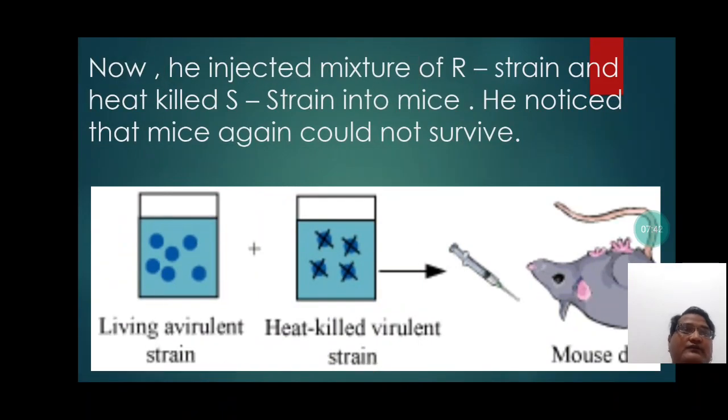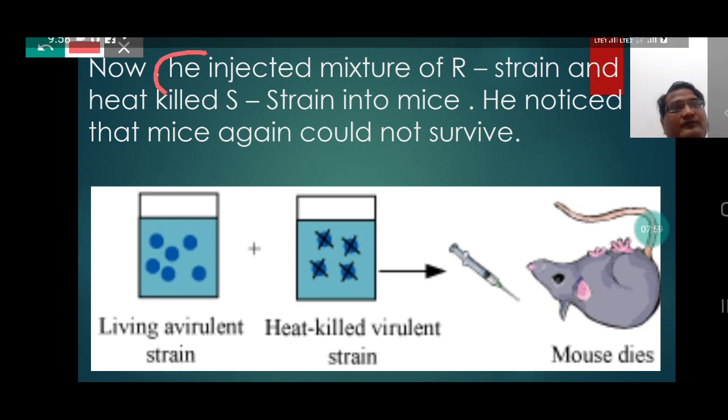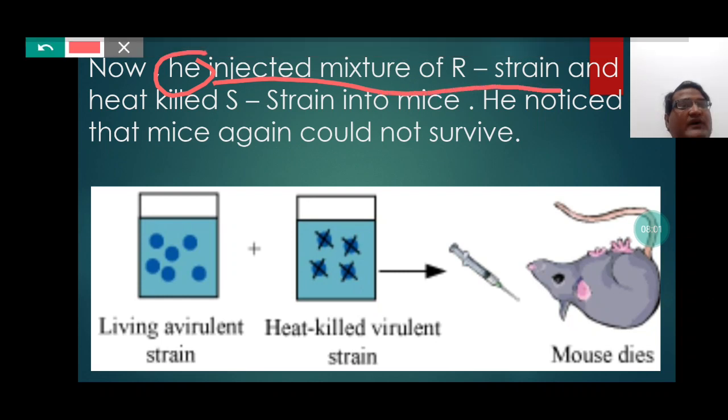Now he injected a mixture of R strain and heat killed S strain into mice. So students, now Griffith injected the mixture of R strain and along with it also injected heat killed S strain into the mice. He noticed that the mice again could not survive.